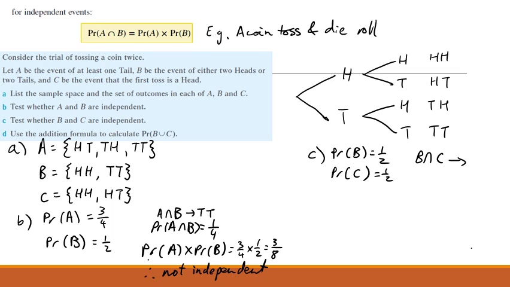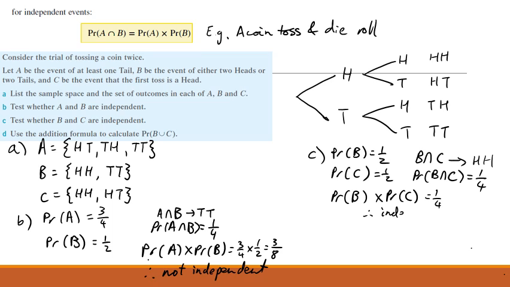What is B intersection C? What does it mean? What's the common thing on them? Heads and heads. So the probability of B intersection C would be a quarter. If you multiply the probability of B with the probability of C, you get a quarter, which is the same. So they must be independent.